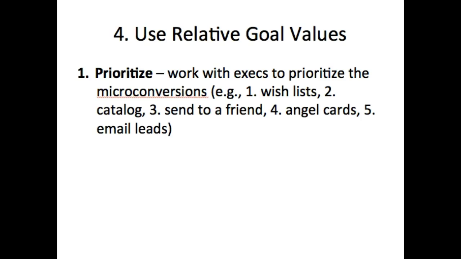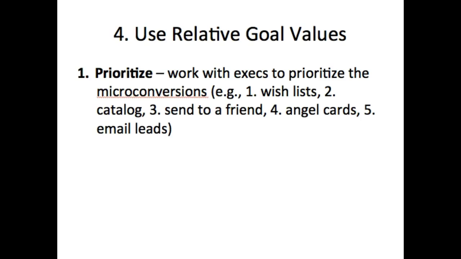So I'm going to work with my executives to prioritize micro conversions. Again, using the Victoria's Secret example that we used earlier, you have wish lists and catalogs and send to a friend and angel cards and email leads. What's most important to you? And they prioritize wish lists, catalogs, send to a friend, angel cards, and emails. That's how they're going to prioritize them in that order.